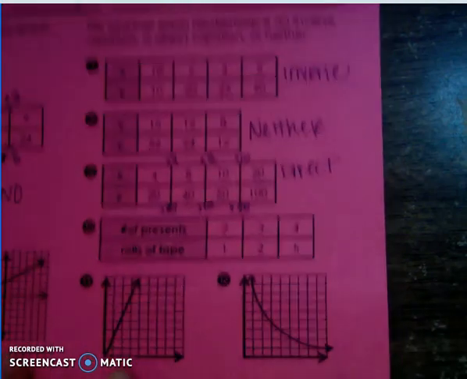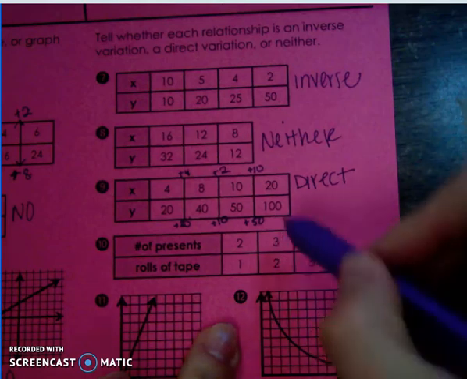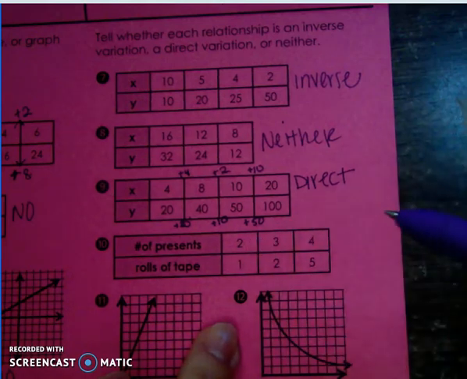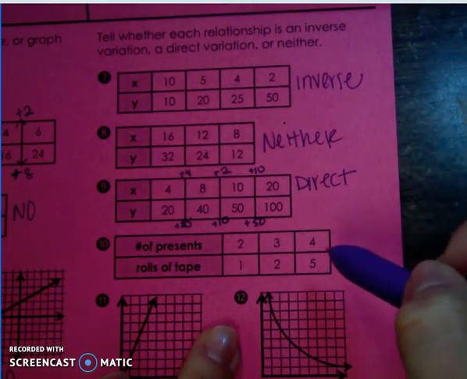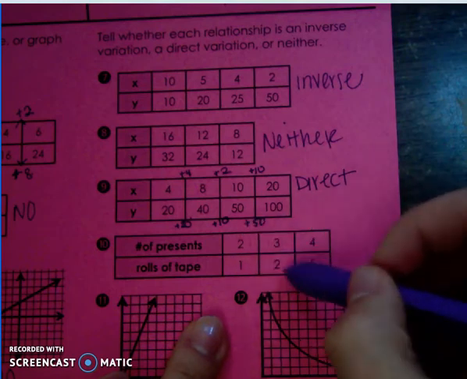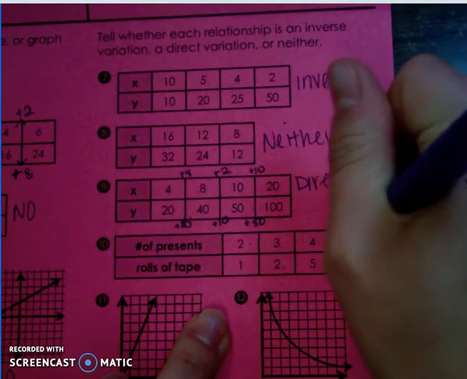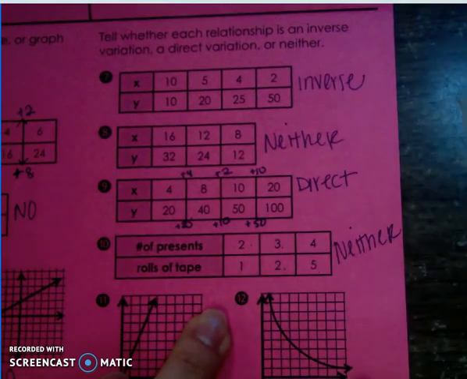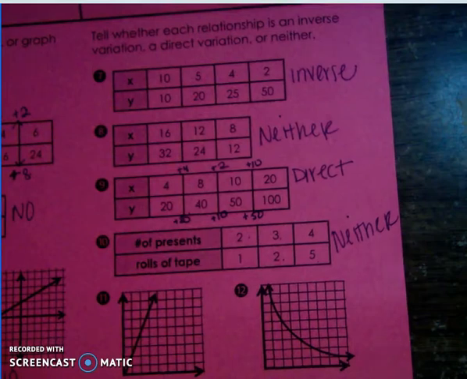Okay. The last table, I'm going down 1 each time, and then I'm going up 1 and then up 3, so it's not direct variation. 1 times 2 is 2, 3 times 2 is 6, so this is neither. The variations are not direct nor inverse. Okay?